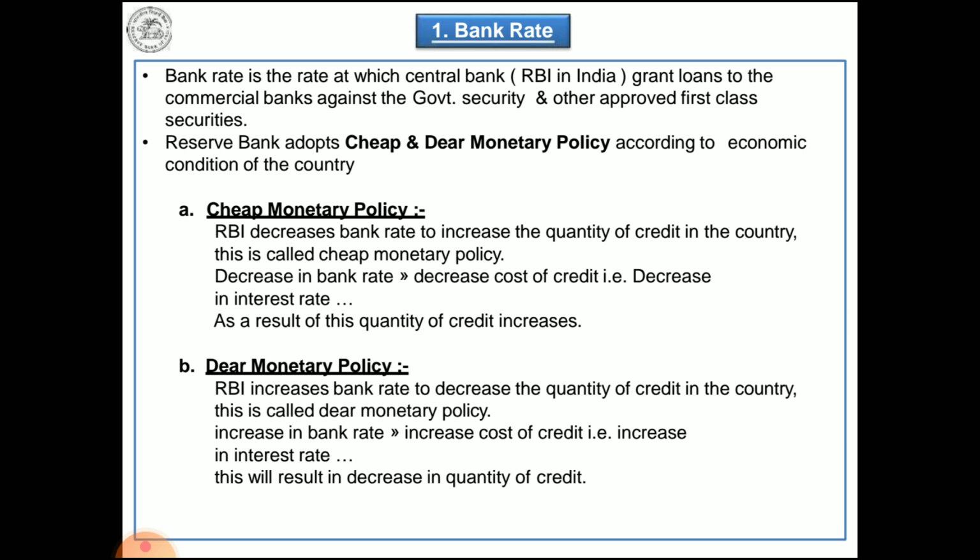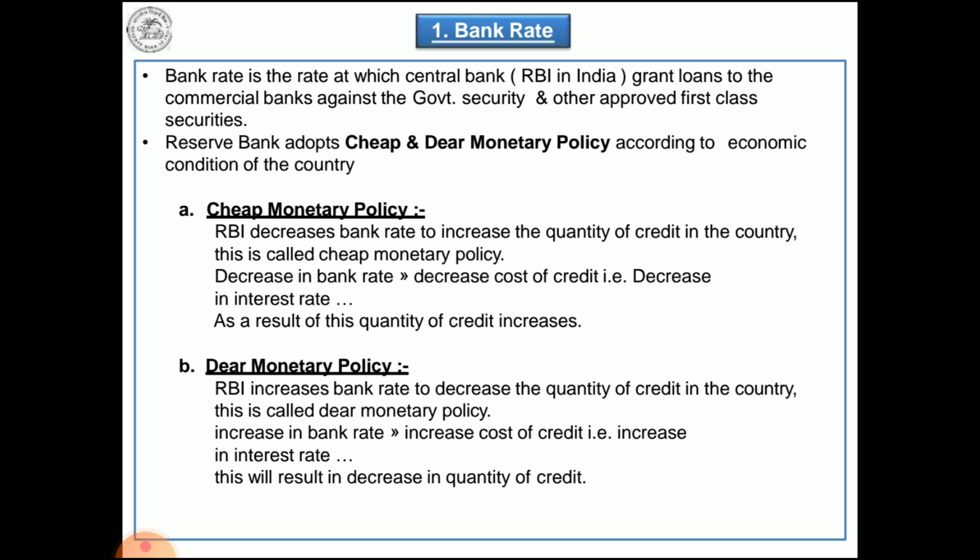The second type of bank rate policy is dear monetary policy. Now, dear monetary policy means what? RBI in this particular policy will increase the bank rate, right? If the bank rate is some percentage, they will increase it to some other percentage. RBI increases the bank rate to decrease the quantity of credit. Right, here it will be totally opposite of the cheap monetary policy. When the bank rate is increased, then many commercial banks will be granted a smaller amount of loan.